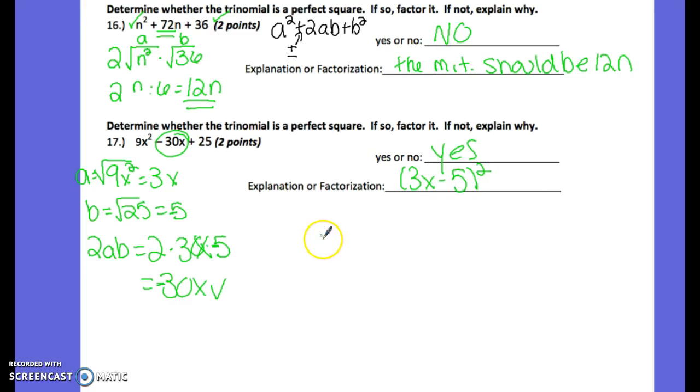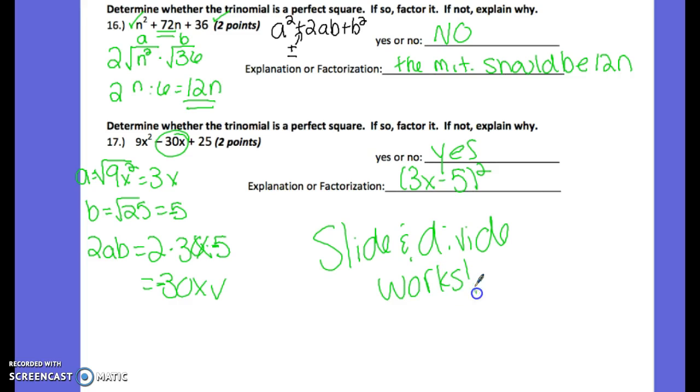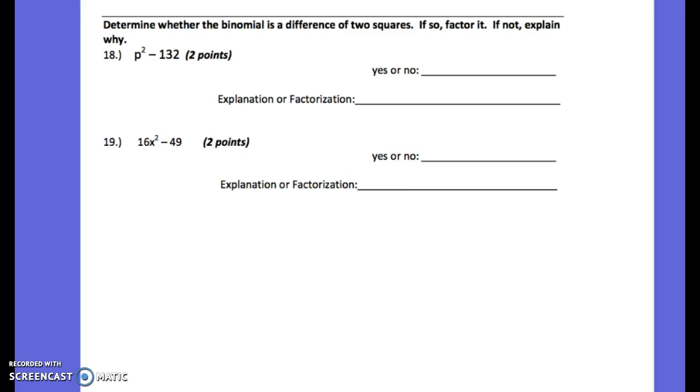Could you have done this by slide and divide as well? Yes, slide and divide works. If you would have done this by slide and divide, you would have gotten the same answer, and you could have worked backwards then. To tell whether a binomial is a difference of two squares, the first thing is it has to be subtraction, and you have to have a squared minus b squared. If so, factor it. If not, explain.